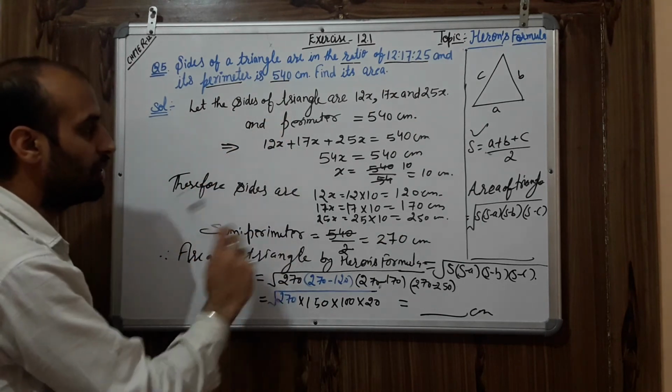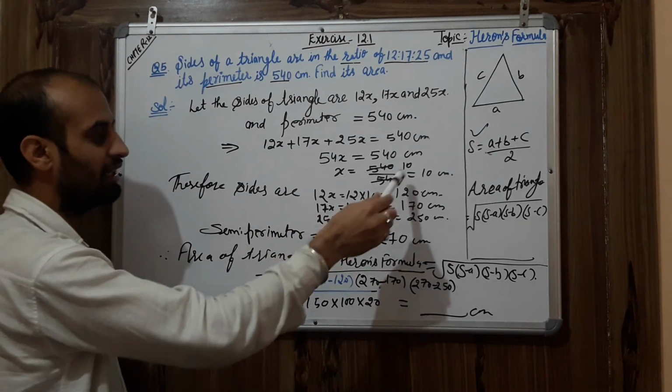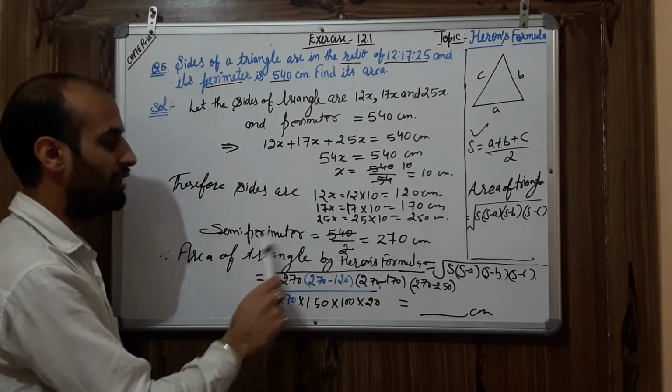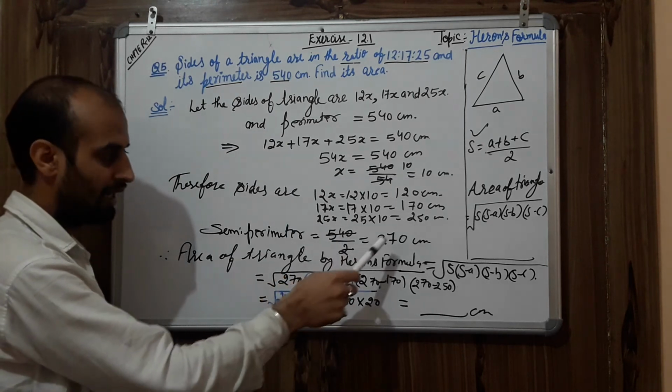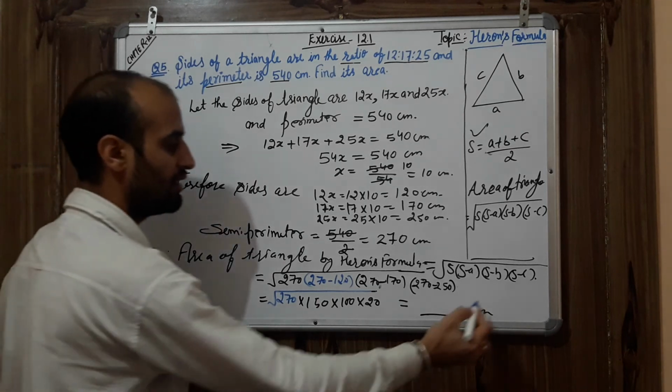Next, the perimeter is given to you. Write the perimeter, add, and then find the value of x. After finding the value of x, a, b, c, these are the sides. Then the semi-perimeter is perimeter by 2, that is 270. Substitute in the formula and in this way you can calculate the answer in the last.